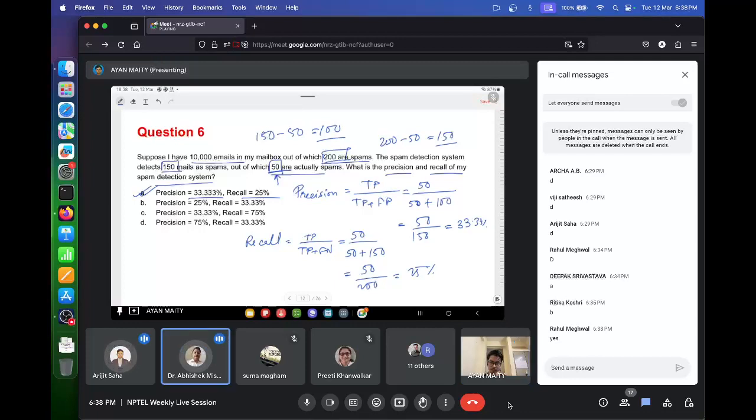So Sir, what is the value of false negative? False negatives are those points which are wrongly classified as negatives. So those are actually positives. Here positive means spams. Spams are positives, non-spams are negative in this question. So 200 are actually positives, but only 50 actual positives have been found out by the spam detection system. So that means remaining 150 spams have been wrongly classified as negatives. So those are the false negatives.